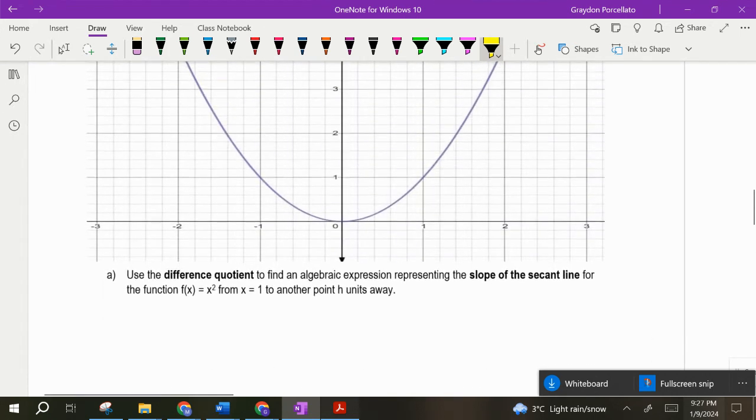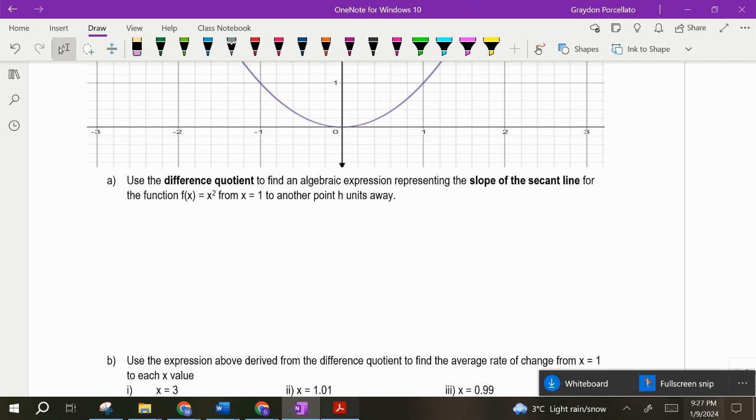So it says to use the difference quotient to find an algebraic expression representing the slope of the secant line for the function f at x equals x squared from x equals 1 to any point h units away. So what we're going to do is start by writing out my difference quotient. My difference quotient is f of a plus h minus f of a all over h.